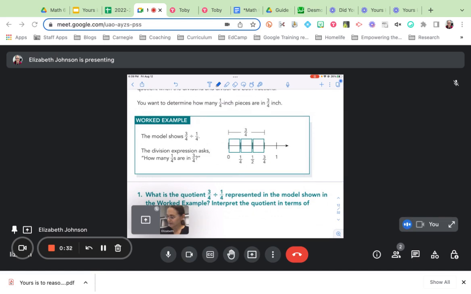This length right here is 1 inch, 0 to 1. That would be 1 inch. And then right here we have 3/4 of an inch. So how many quarters fit into that? 1, 2, 3. There are 3 quarters in 3/4 of an inch. That makes sense, doesn't it?